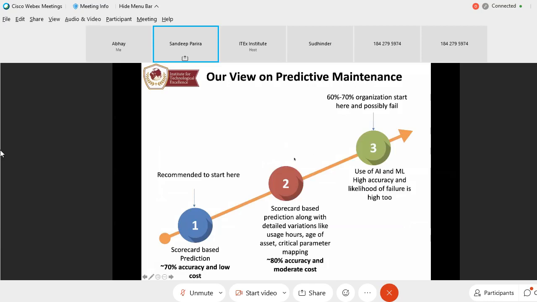Now, coming back to predictive maintenance. What we have found is that 60 to 70% of organizations want to start predictive maintenance using AI and ML. That's really good, but you have to look into whether you have the maturity to get the benefit out of AI and ML.